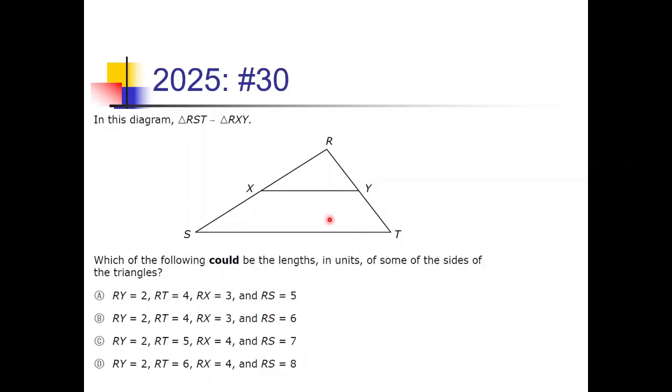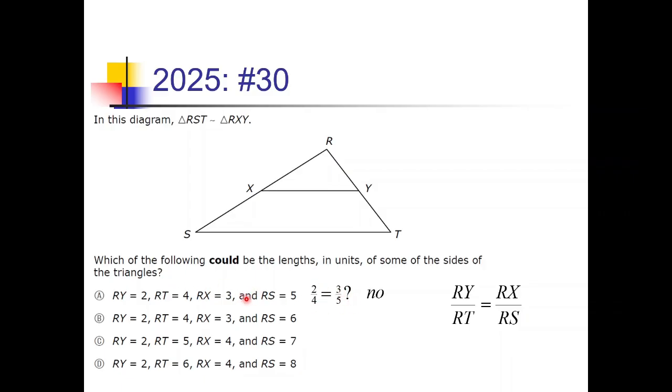Since these triangles are similar, that means their sides are in proportion. So RY over RT, smaller triangle over bigger triangle side, should be the same ratio as RX over RS. So we just need to basically plug in these different values to this equation and see which one of these actually makes this come out true. So we've basically got first thing over second thing equaling third thing over fourth thing. So 2 over 4 for choice A here, and does that equal 3 over 5? Well, this is 1/2, 3/5 is not the same as 1/2, so that's a no.